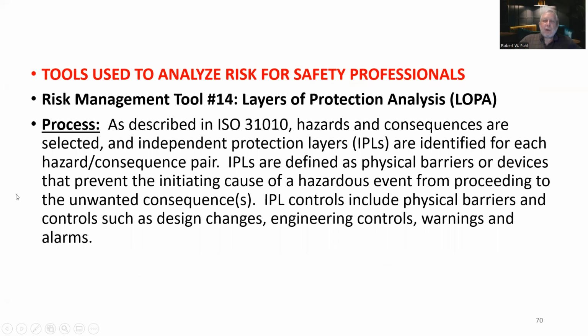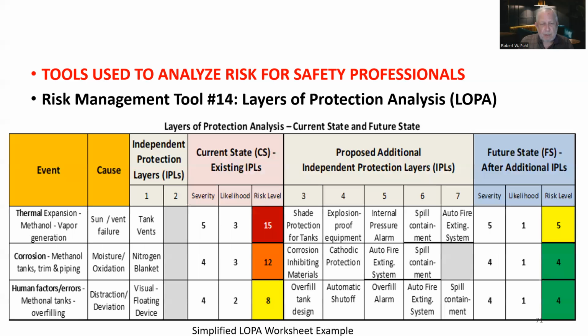As described in ISO 31010, hazards and consequences are selected and independent protection layers are identified for each hazard consequence pair. IPLs are defined as physical barriers or devices that prevent the initiating cause of a hazardous event from proceeding to the unwanted consequences. IPL controls include physical barriers, which are called engineering controls, and controls such as design changes, engineering controls, warnings, and alarms, which are administrative controls. So this is the layer of protection analysis.